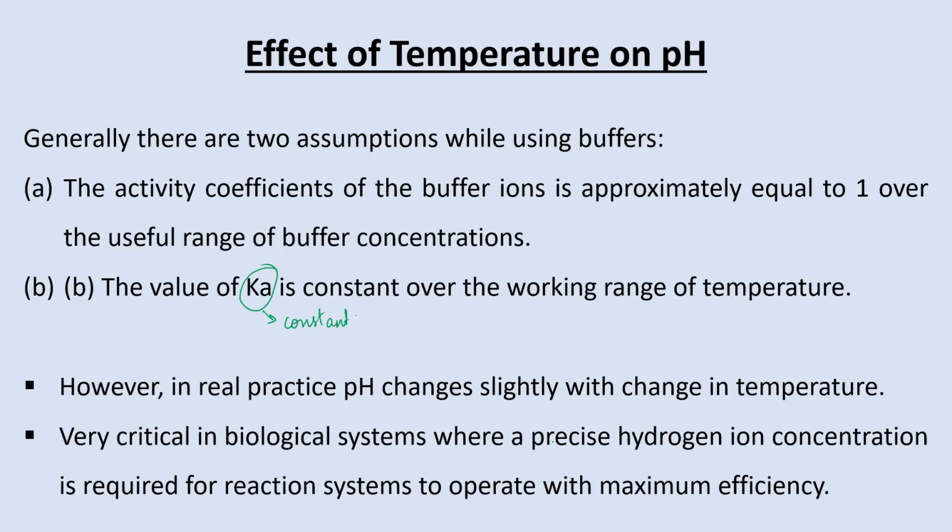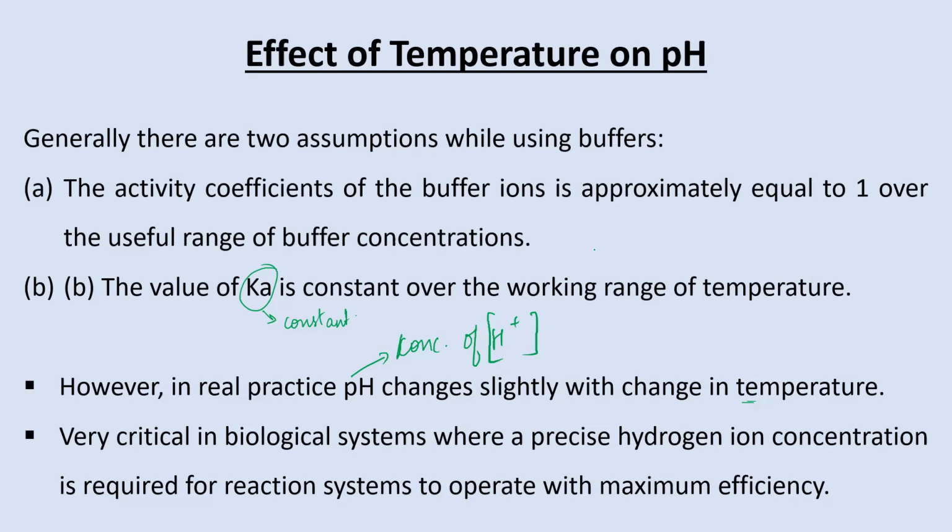This is very critical in biological systems where a precise hydrogen ion concentration is required for reaction systems to operate with maximum efficiency. When we talk about pH, if you remember the Arrhenius theory, which you studied around 10th standard, pH is basically the concentration of H plus ions. I always write it in square brackets like this. So pH change means the concentration, or the number, of H plus ions will change in the system. If the temperature of your system in which the analyte is present rises, then the hydrogen ion concentration will also change, and that will lead to a change in pH.